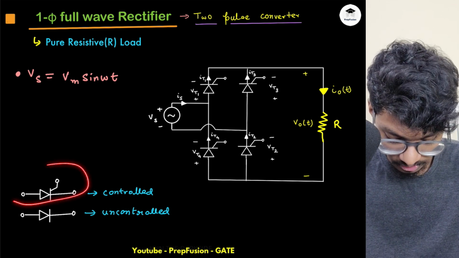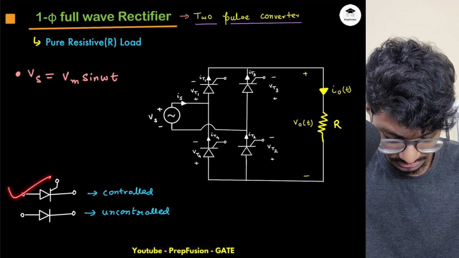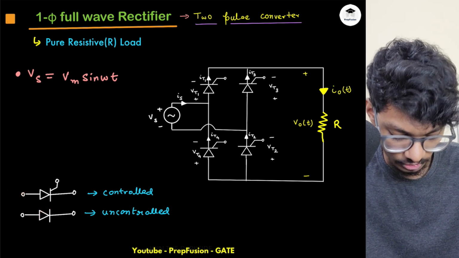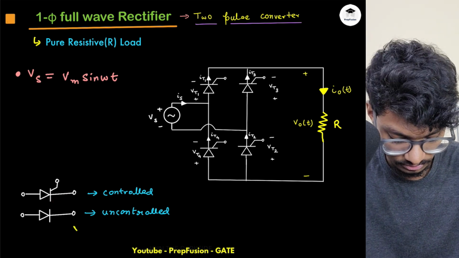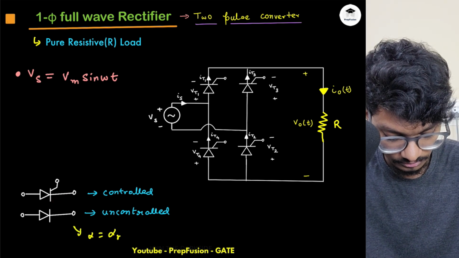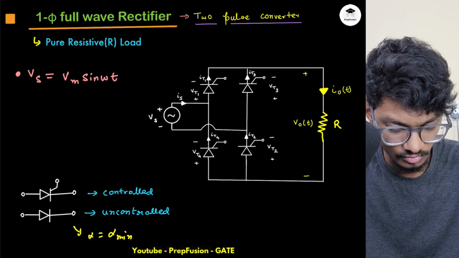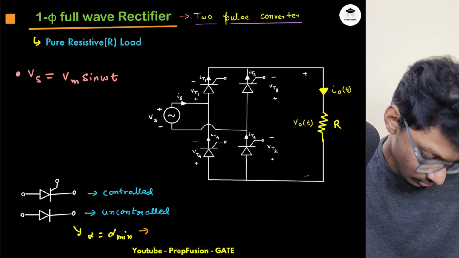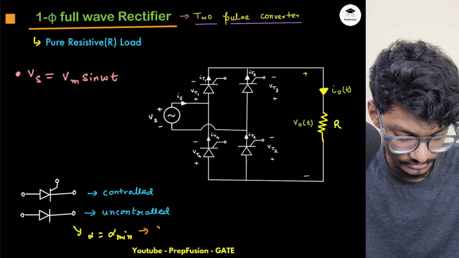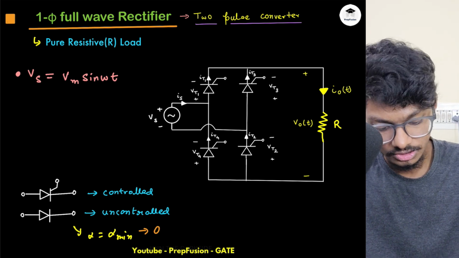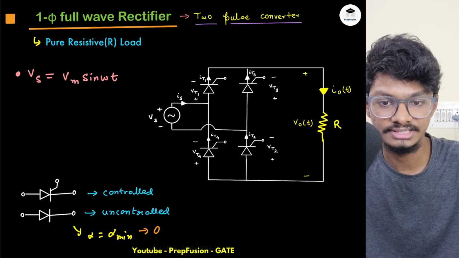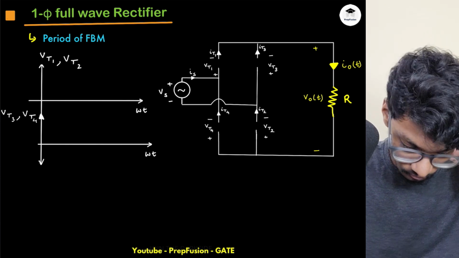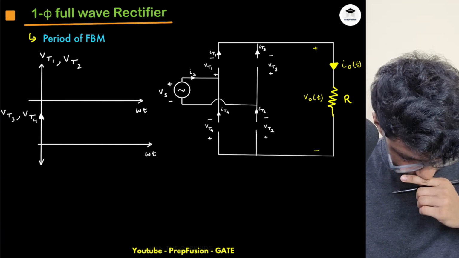First of all, again, I will analyze the controlled and uncontrolled cases at the same time. Why? Because if I make alpha equal to alpha minimum, then the SCR will basically become uncontrolled. This time alpha minimum is 0. So we have a pure R load, and first of all, let's identify the forward blocking mode region. What is the period of forward blocking mode?